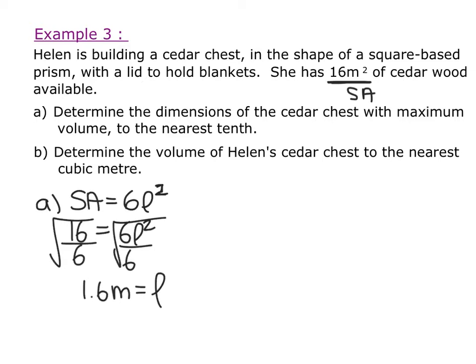Part B, again, this is very repetitive. It's fairly easy. Volume equals L cubed. So we take our length, 1.6, to exponent 3. And this time, what's it asking us to round to? Again, you've got to read your question. What is it asking you to round to? The nearest cubic meter. So what do we put as our final answer? 4. Yes, we're putting 4 meters cubed as our final answer.